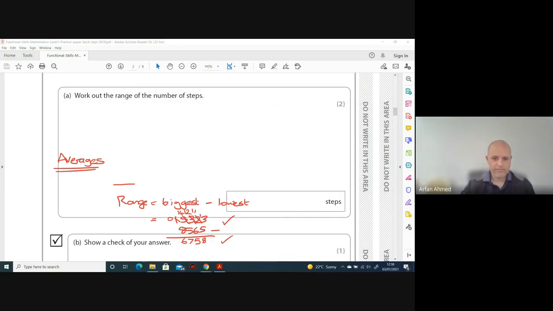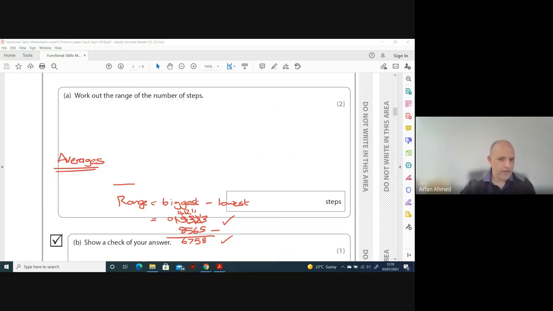I'll leave it there. Show a check of your answer, part B. So we're going to need this. That's why I left it on there. I didn't delete it. Because whenever it says show a check of your answer, you always have to do the reverse or the opposite of what you just did. So you have to do like a reverse calculation.